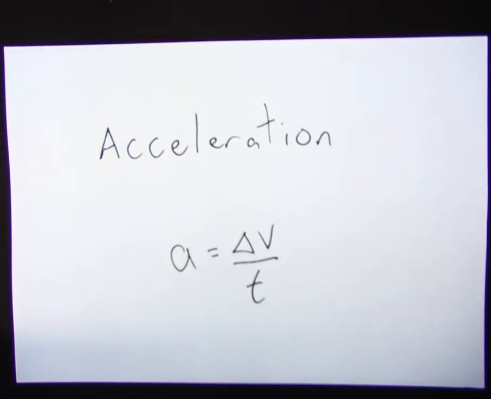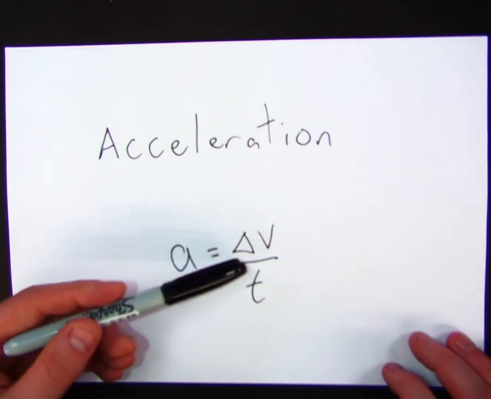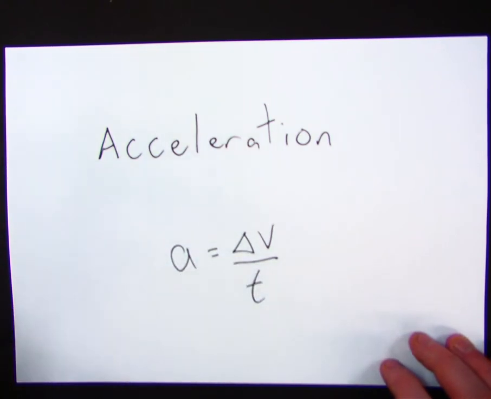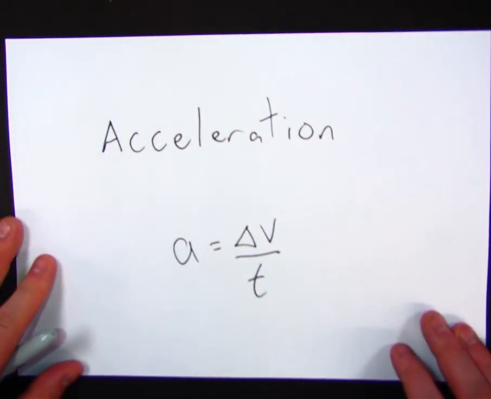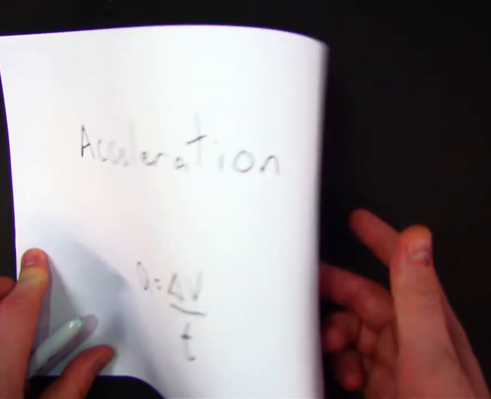Okay, we're going to talk about acceleration here. Acceleration, as mentioned in my notes, is a change in velocity over time. So changing velocity over time. What I want to do here is just talk about notation and how these two relate to each other with direction.